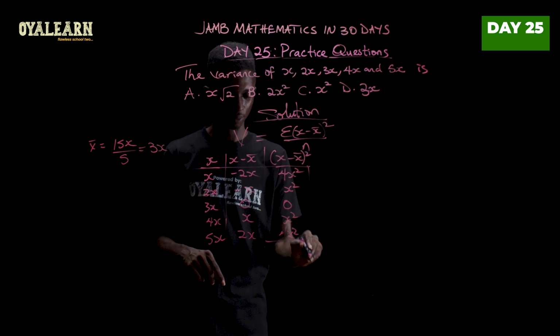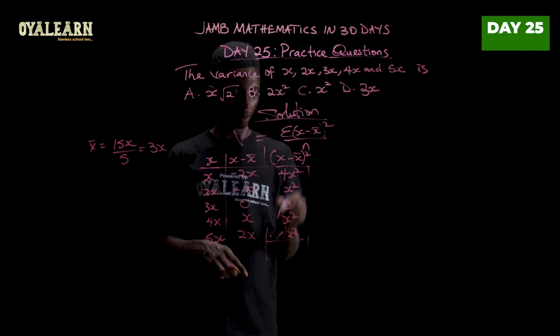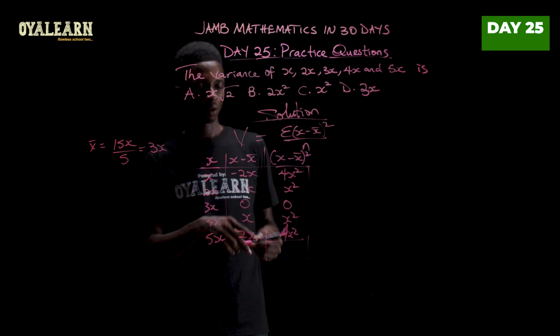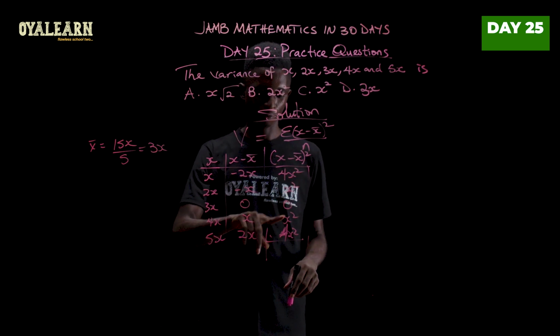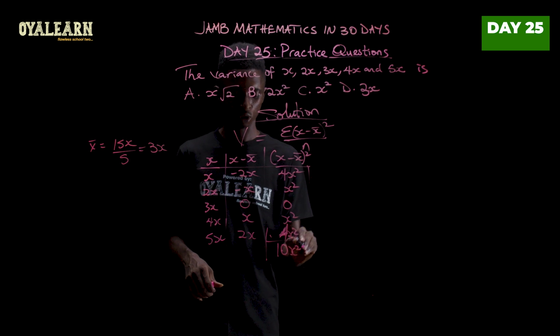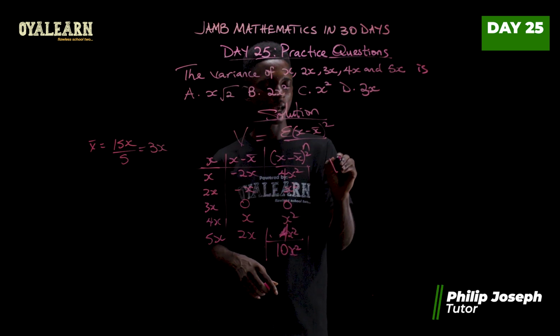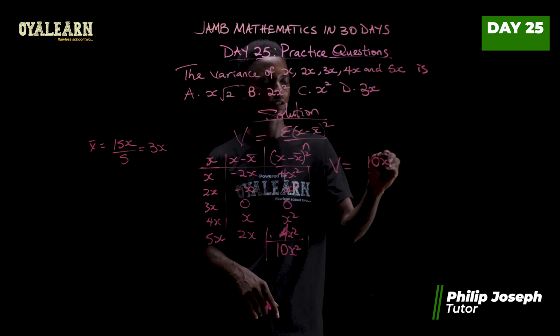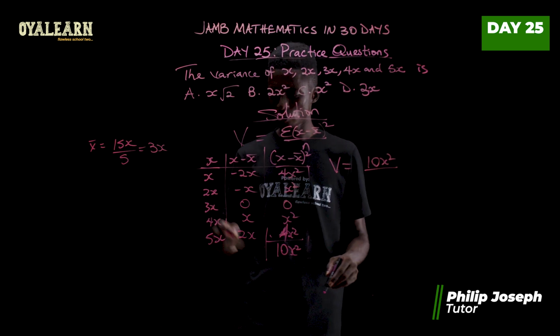So let's sum it. The sum of everything here would then be, recall this is 4. So 4 plus 1, that's 5. Plus another 5 here, that's 10. So we have 10x squared. So variance would therefore be the sum of this, which is 10x squared, divided by n, which is 5.